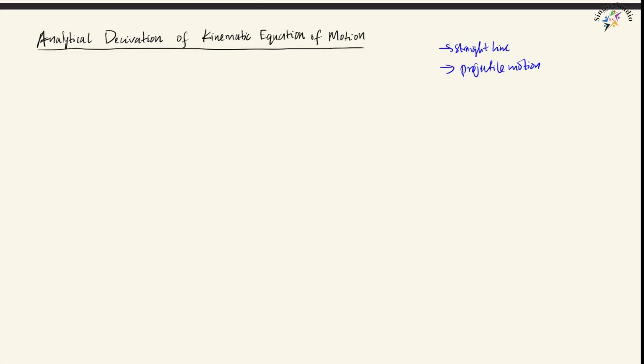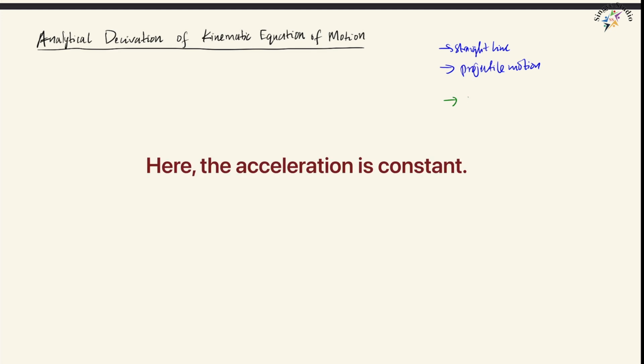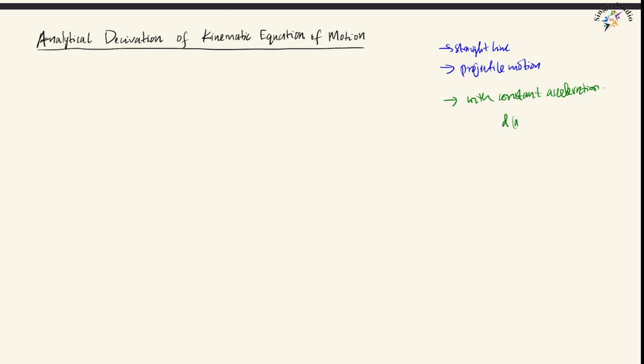And one more thing you should always note is that these equations describe motion with constant acceleration, which means the rate of change of acceleration with respect to time is 0. So the acceleration is always constant. So let's begin deriving the equations now.